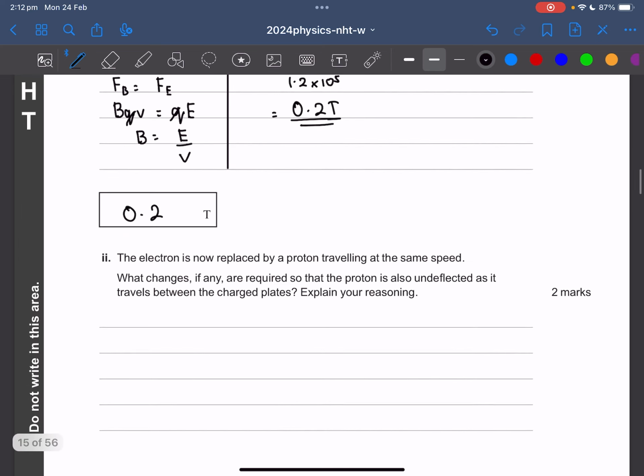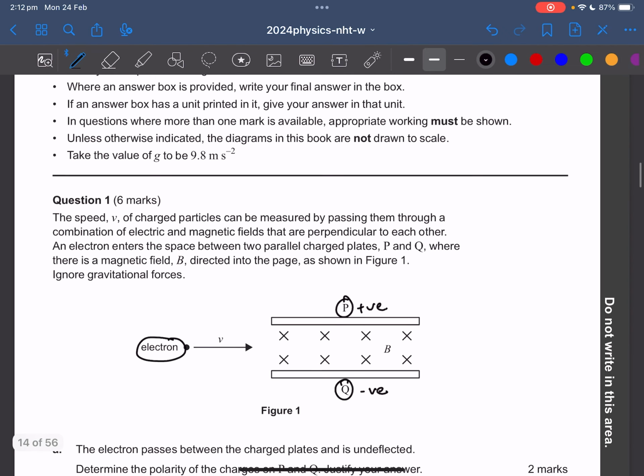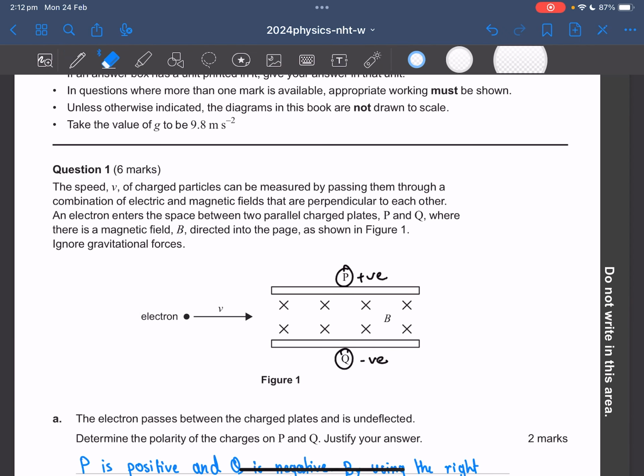The electron is now replaced by a proton traveling at the same speed. What changes, if any, are required so that the proton is also undeflected as it travels between the charged plates? Explain your reasoning. If I go back to this diagram, now this is our proton. No more electrons, so proton.